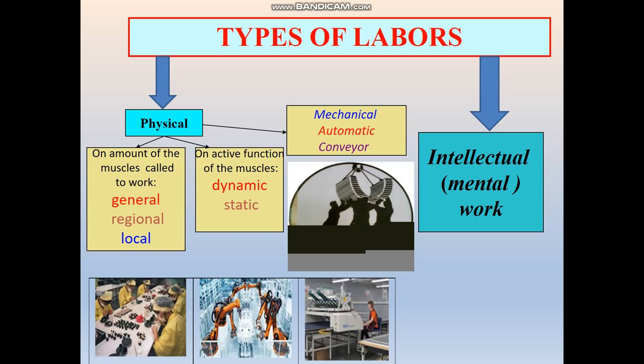Physical types of labor: group conveyor work requires synchronized work. Mechanical work requires punctual work and rapid muscle movement. Automatic work requires monotonous work with a high tempo. Group form of work: conveyor.